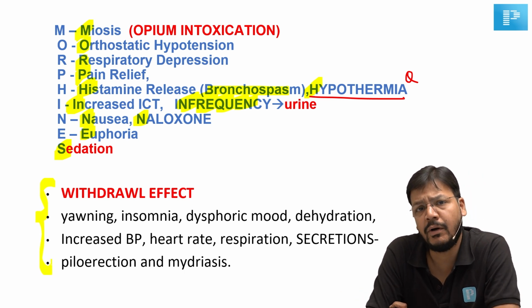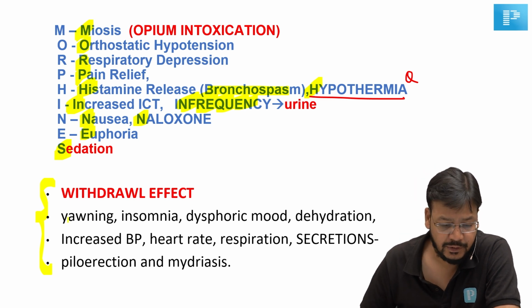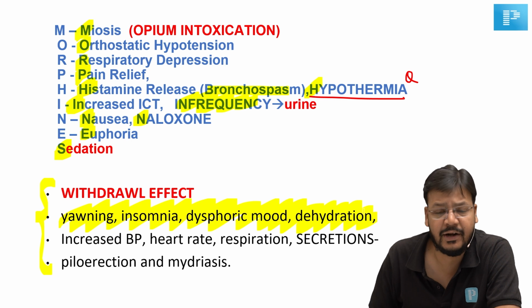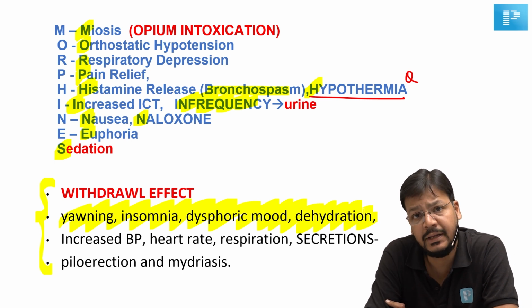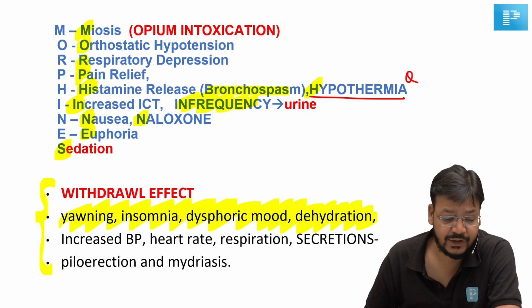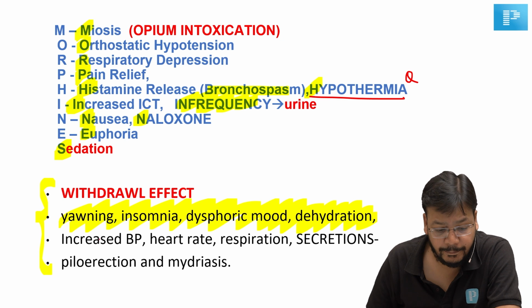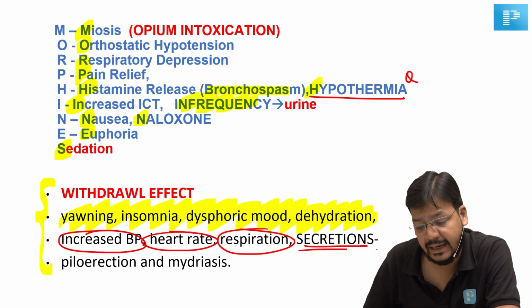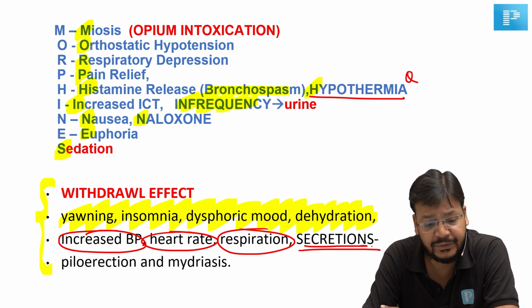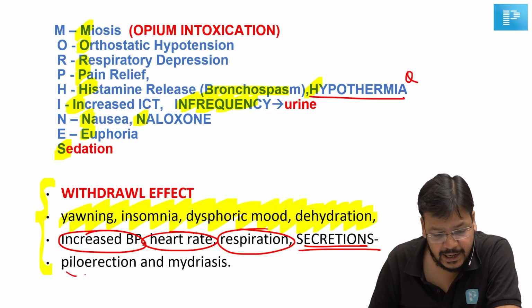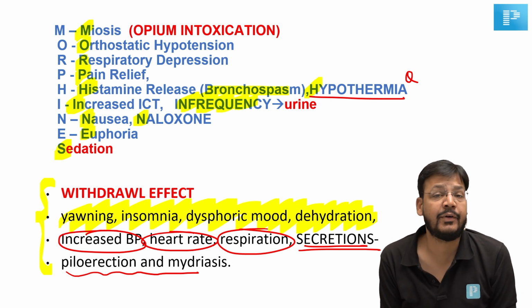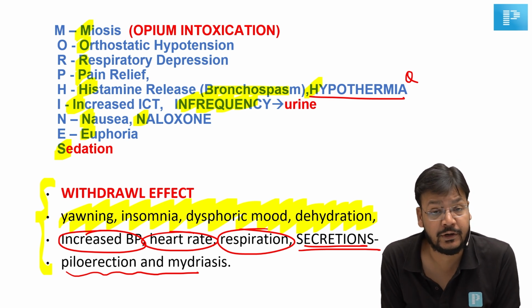But what are the withdrawal effects of opioid intoxication? Yawning, insomnia, dysphoria, and dehydration. It is the opposite: increased BP, increased heart rate, respiration, and secretion. And my dear friend, remember piloerection and mydriasis. Piloerection and mydriasis, the opposite of opioid intoxication.